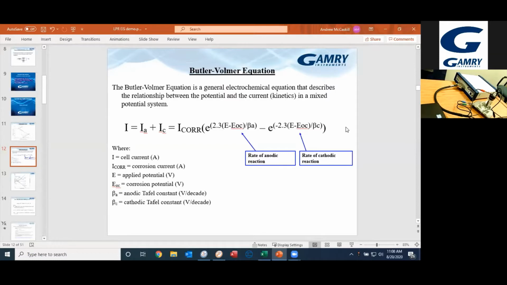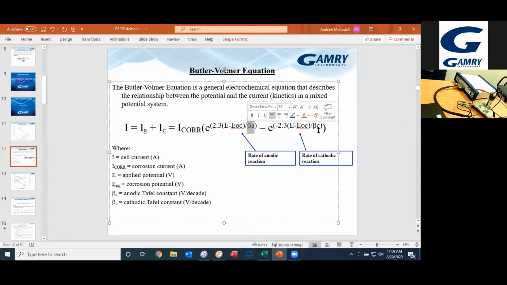But basically, those are what's controlling the system, I guess you could say. The two things are going to be how far away you are from your open circuit potential, and then the slope of that reaction, how quickly it is to proceed. So these are the terms that you can change: the E, that E is the same as this one, the potential, and then the beta A and beta C values.